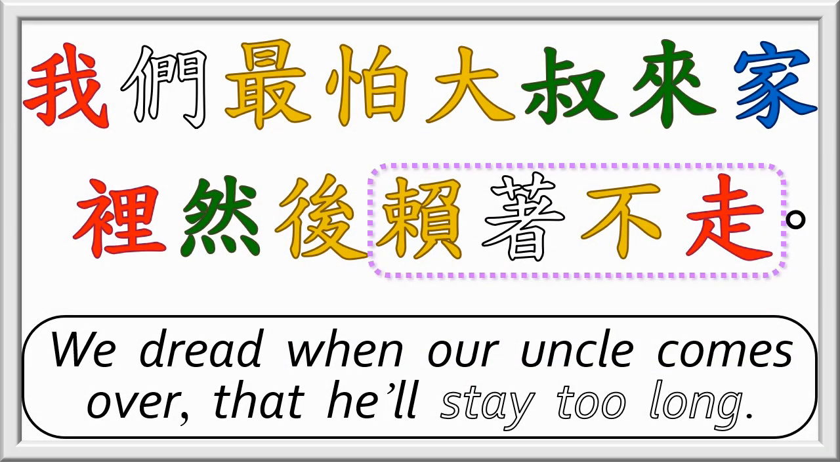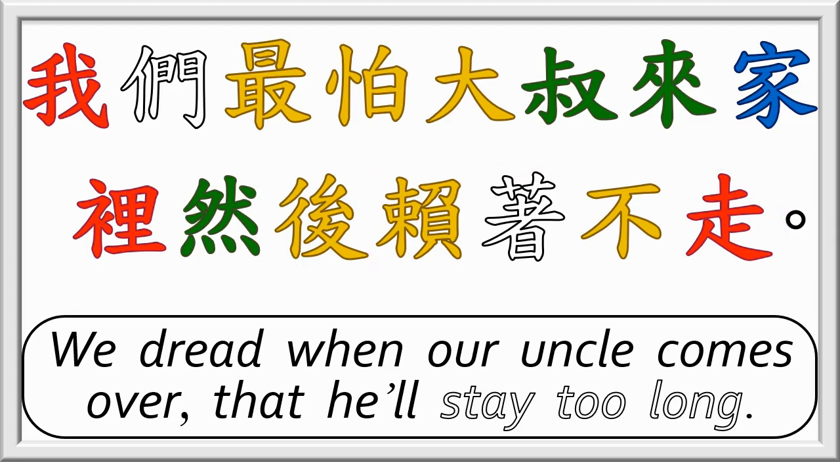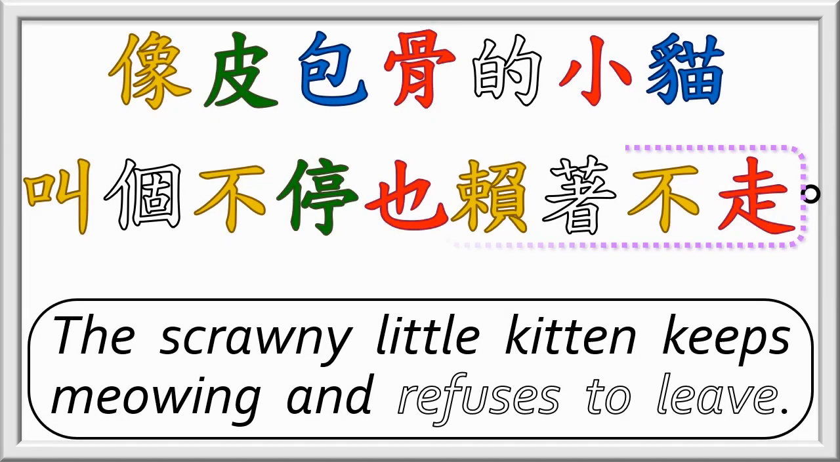Looking at this connotation of reliability from another angle, if a person relies too much on others, he or she tends to quickly wear out their welcome and hang around when they're not wanted. This is expressed by the phrase 赖着不走, to overstay one's welcome. 我们最怕大叔来家里，然后赖着不走。We dread when our uncle comes over that he'll stay too long. 像皮包骨的小猫，叫个不停，也赖着不走。The scrawny little kitten keeps meowing and refuses to leave.